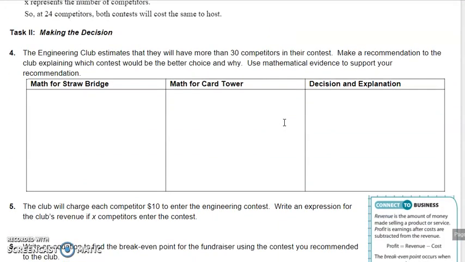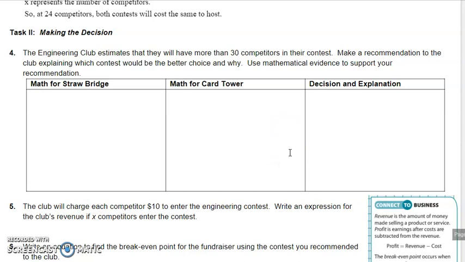Let's move on to task 2, making the decision. It says the engineering club estimates that they will have more than 30 competitors in their contest. Make a recommendation to the club explaining which contest would be the better choice and why. Use mathematical evidence to support your recommendation. So we know that 30 people are coming to our school for this contest. We know the cost of each contest. We want to figure out which one's basically going to cost us less because that's the one we want to choose. We don't want to spend more money than we have to host this competition.